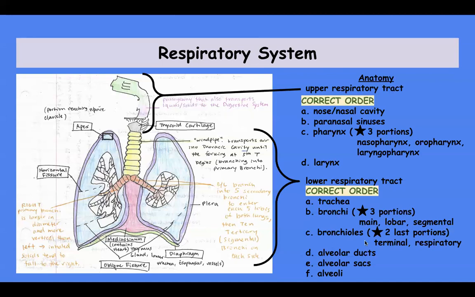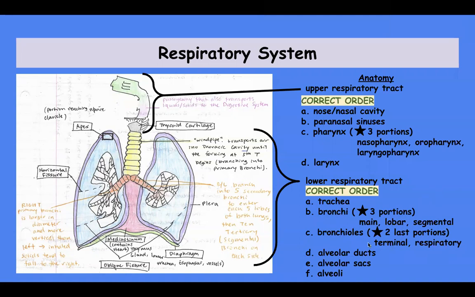As bronchi continue to branch out into smaller and smaller branches, we call these bronchioles. Bronchioles are significantly smaller than bronchi, and there are two portions, particularly the very end portions of the bronchioles, that are important to note. The names of these are the terminal bronchioles and then the respiratory bronchioles. And we'll see later the difference between the two, especially physiologically.